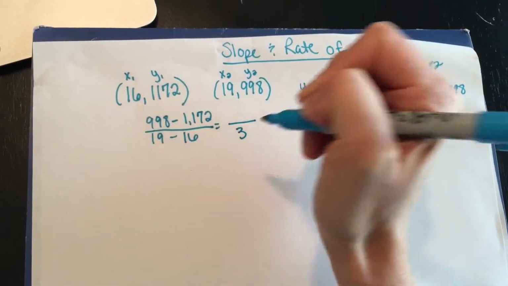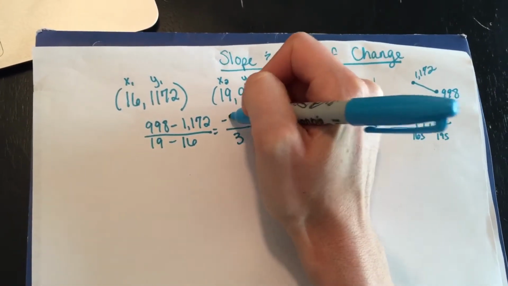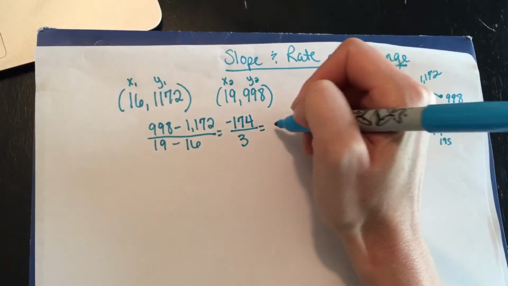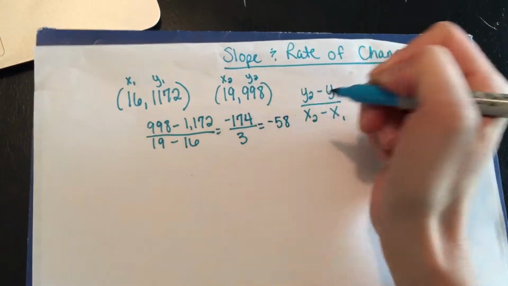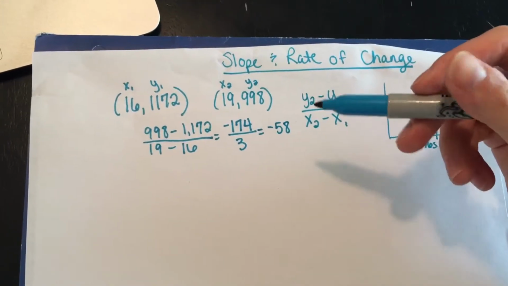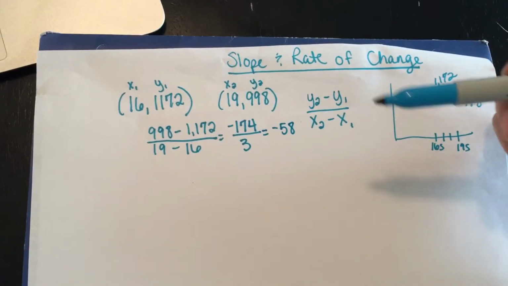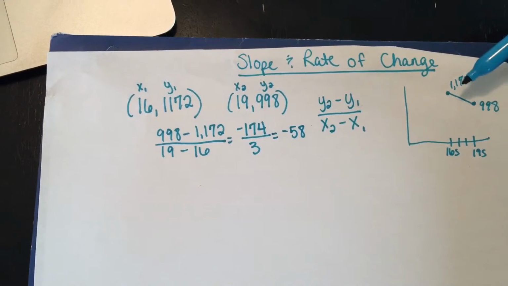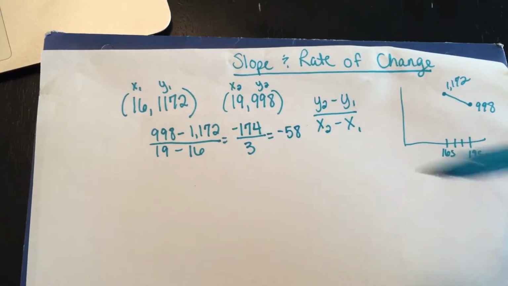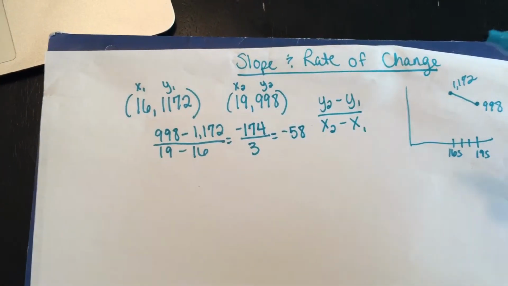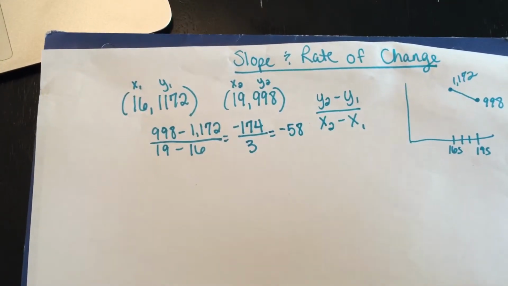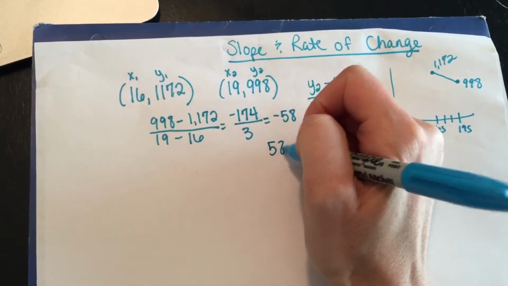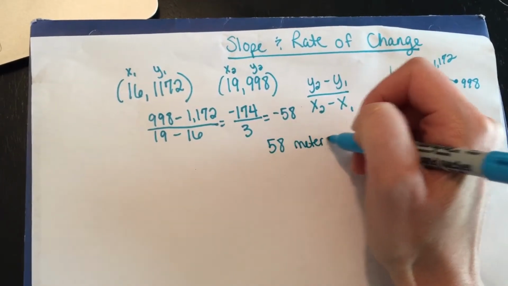And when I do my math, I'm going to get 3 on the bottom and a negative 174 on top. When I divide those, I'm going to get a negative 58. So my rate is going to be 58 meters per second. Now you're wondering, why isn't it negative 58? Well, I know that I'm going down, but we can't go anywhere negative meters per second, right? That negative just means that I'm approaching zero or the ground. So really my answer is just going to be 58 meters per second.